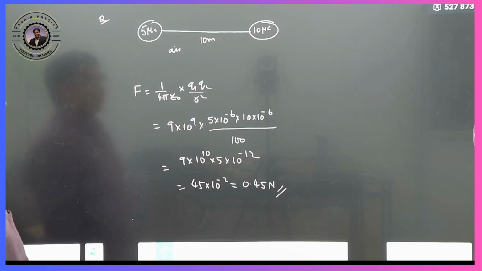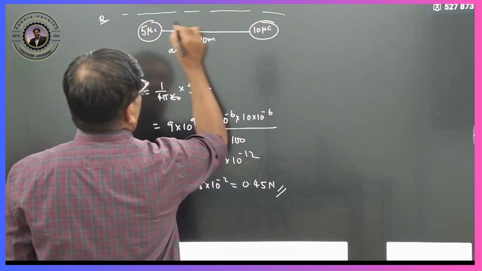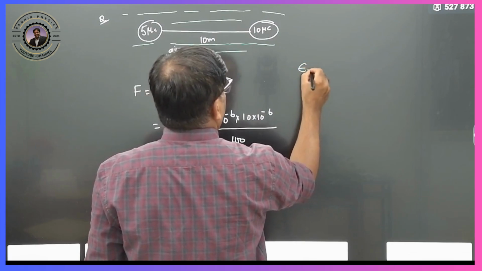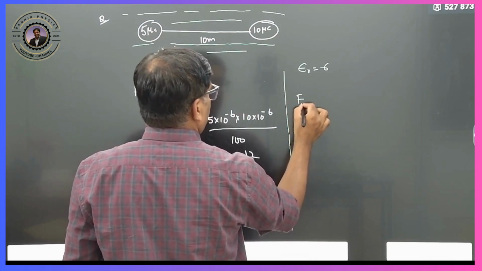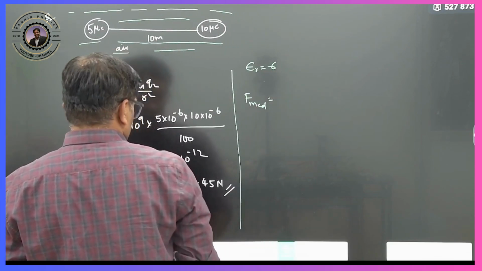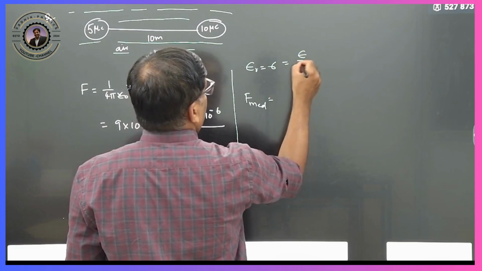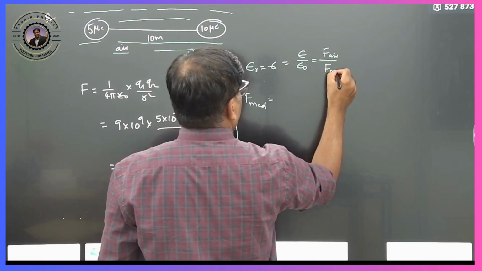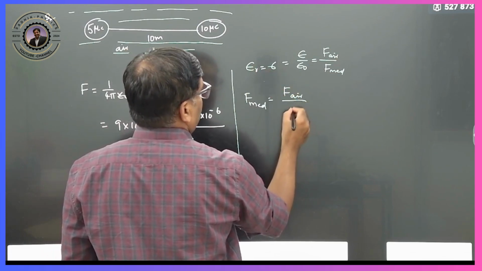Suppose these two charges are kept in a certain medium, whose relative permittivity is 6. Find the force in the medium. What will be the force in the medium? Just now we wrote that the relative permittivity is epsilon by epsilon naught, so the force in the medium is the force in the air divided by 6.